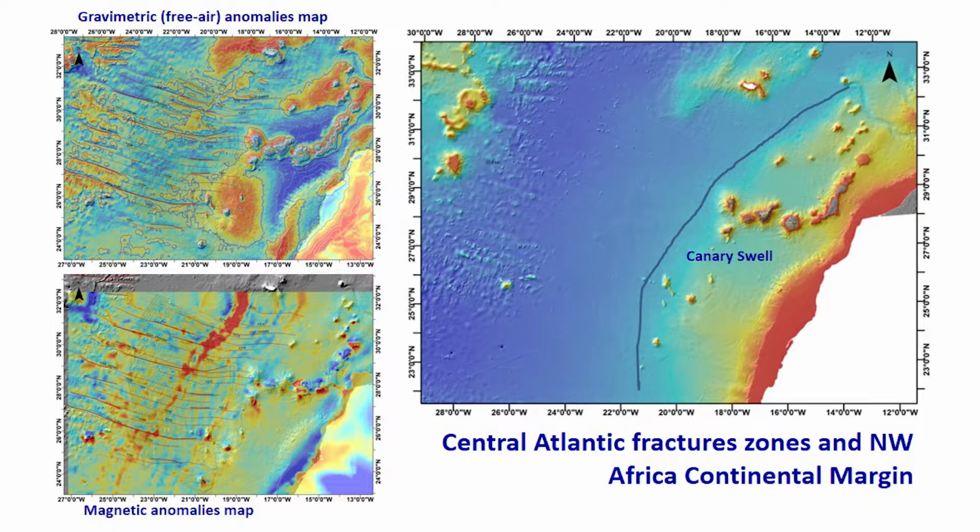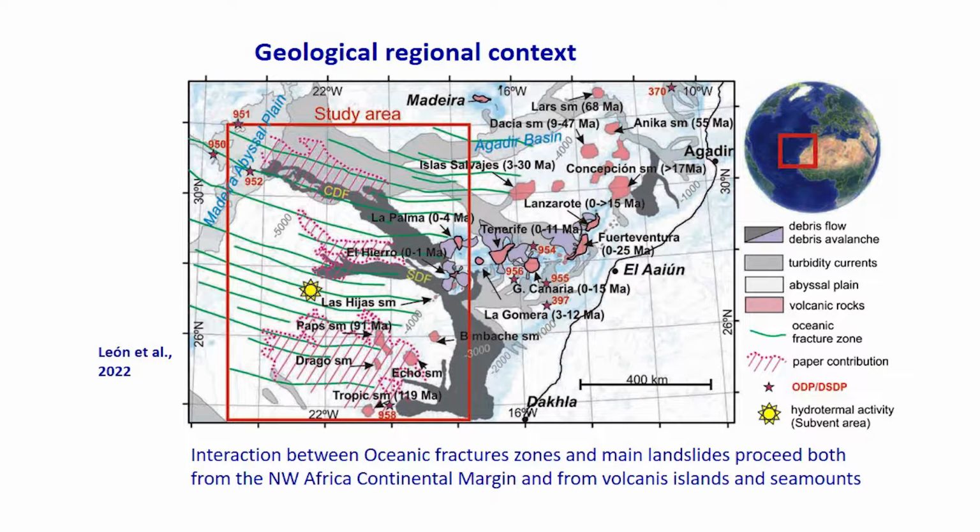This important volcanic relief generates a promontory effect on the continental margin of northwestern Africa, so that the lower slope of this margin extends to the west of the Canary Islands, ending in the Madeira Abyssal Plain. This lower slope is characterized by the emplacement of several main landslides, proceeding from the northwestern African margin and also from the volcanic islands and seamounts. Landslides or mass transport deposits, abbreviated as MTDs.